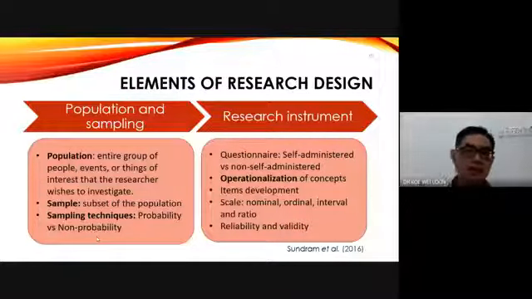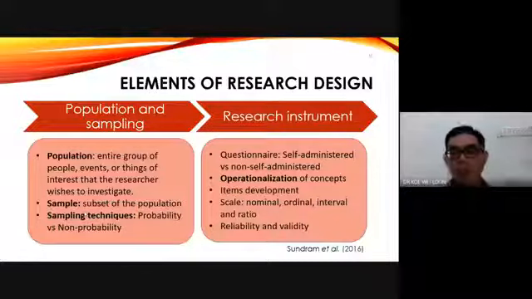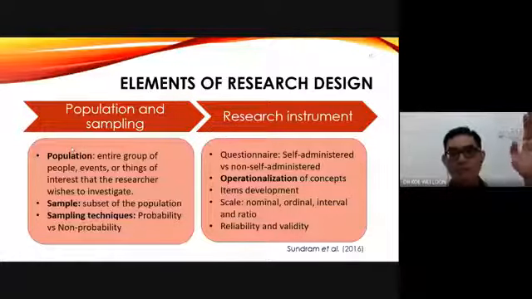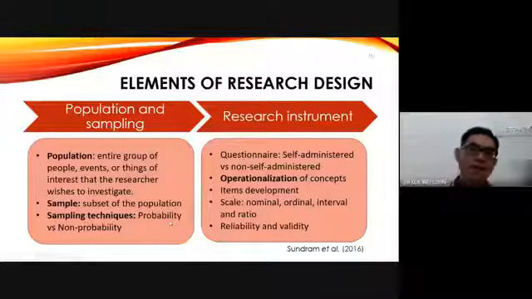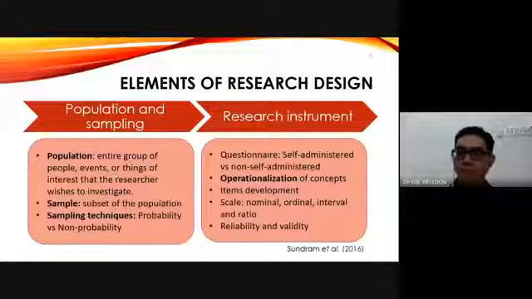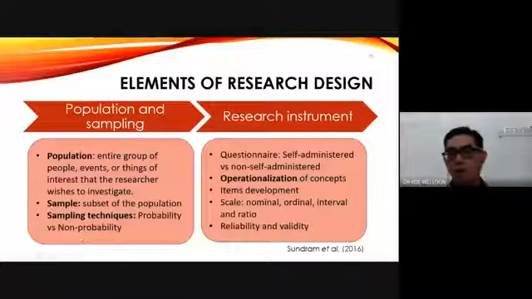I think in the next session on population and sampling, the speaker may tell you more about probability and non-probability sampling and which technique to be used. But what I want to share with you today is whether you should use probability or non-probability sampling. It depends on your population. If you are able to get the population frame, you should use probability sampling. But if you cannot get a population frame, then you should use non-probability sampling.